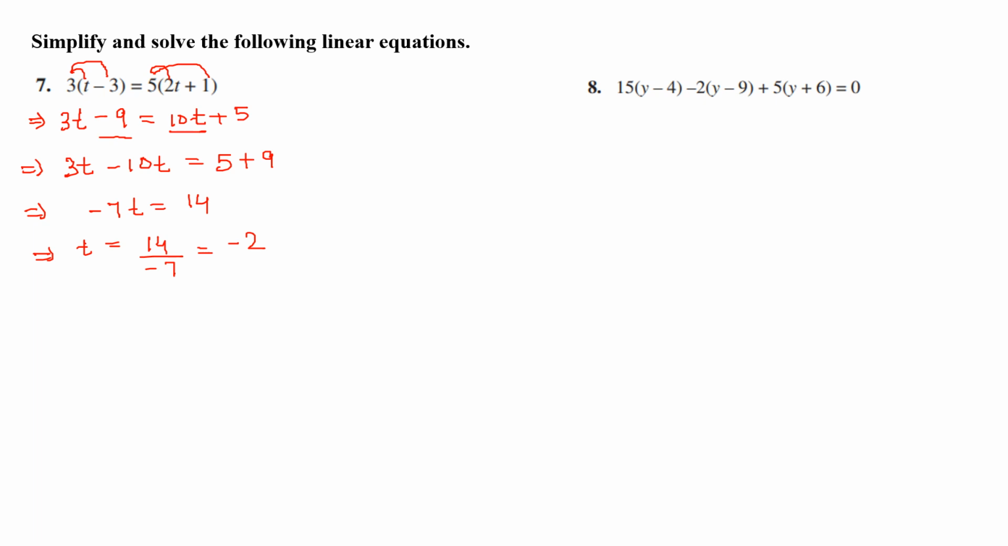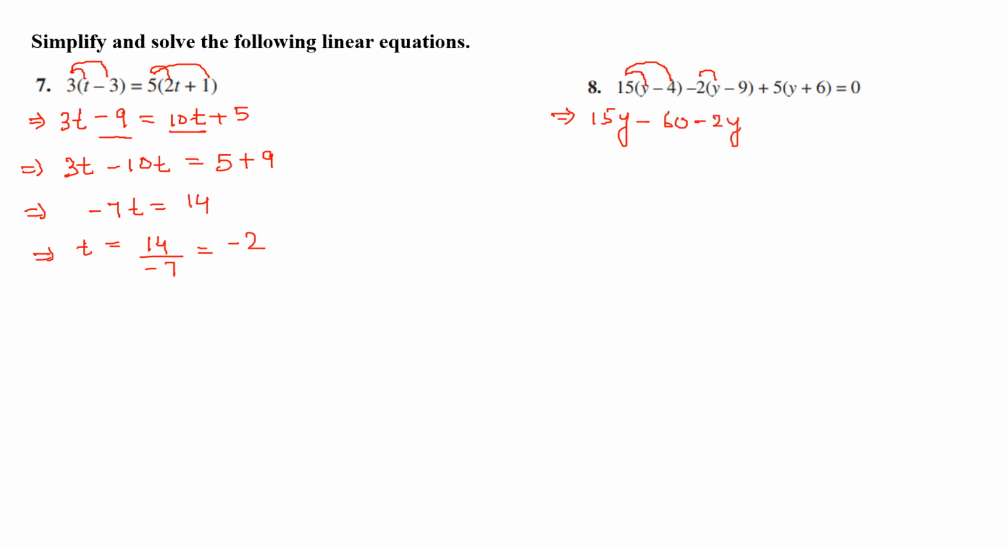Now the eighth question. Here also you have to first use the distributive property and then solve. So let's start using the distributive property. 15 times y and then 15 times 4 you have to do. So 15y minus 15 into 4 is 60.